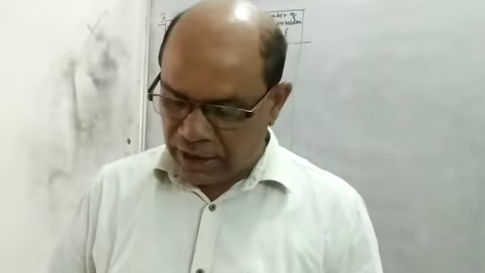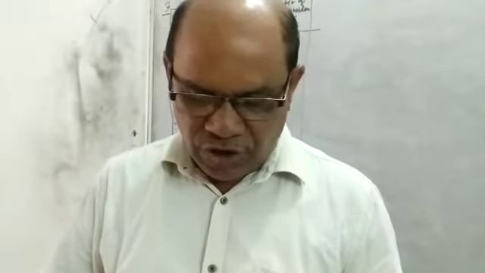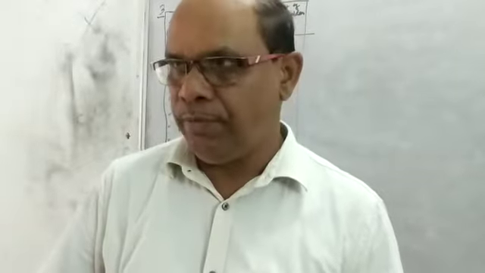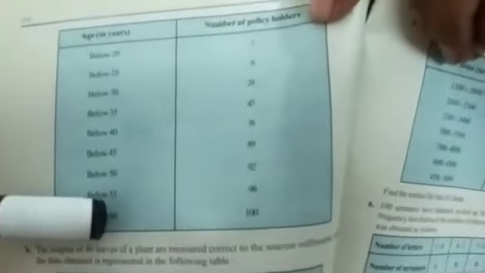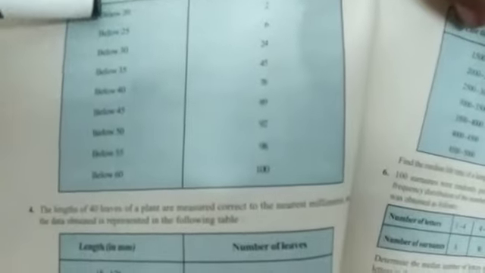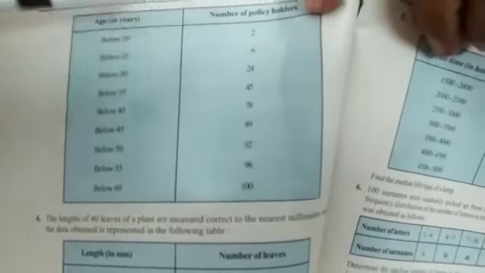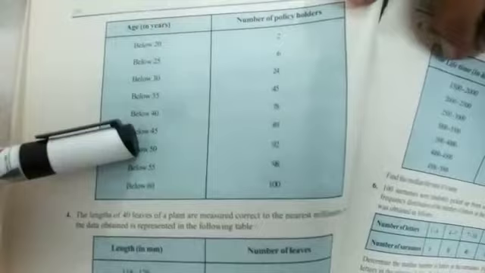Number 3, here it is given: a life insurance agent found the following data for the distribution of ages of 100 policy holders. Calculate the median age if policies are given only to persons having age 18 years onwards but less than 60 years. Now you see here one table I am showing you. Here the class interval is not given directly. Here it is given below 20, below 25, below 30, this way, and the number of policy holders. Is that clear?